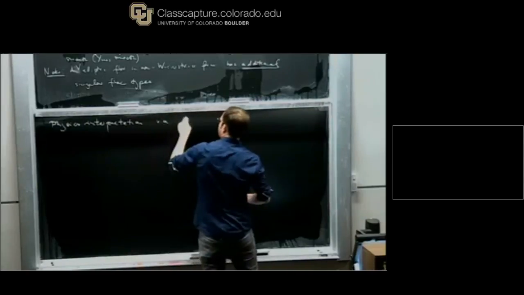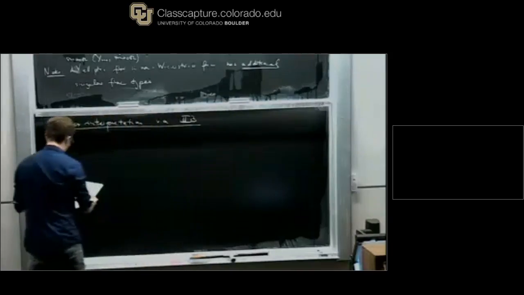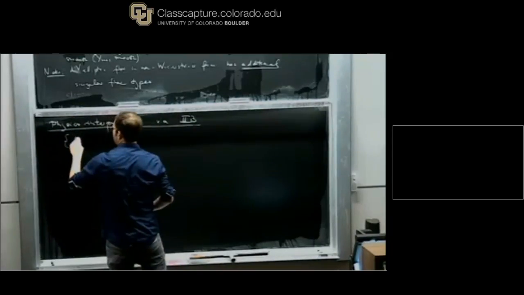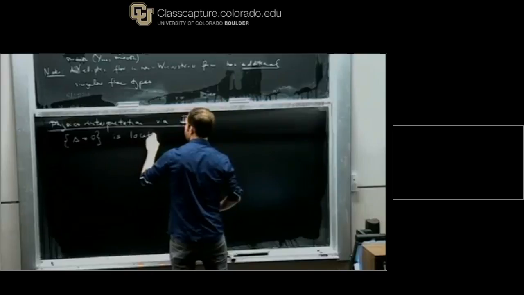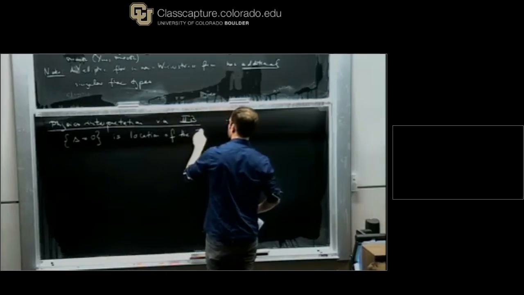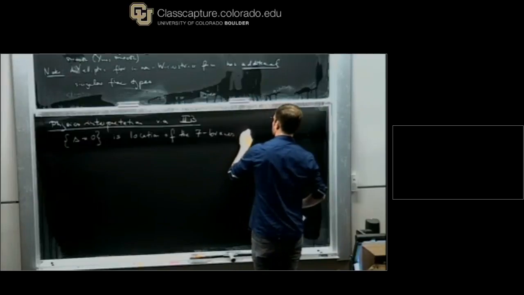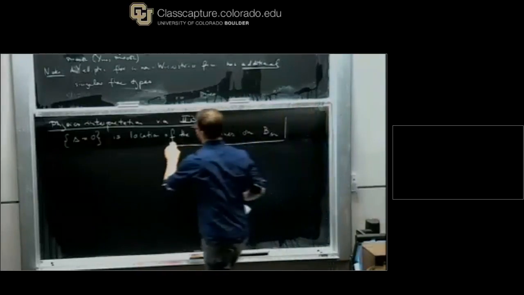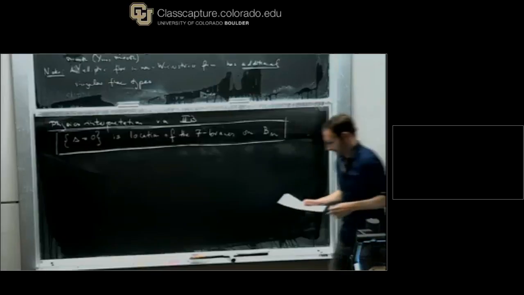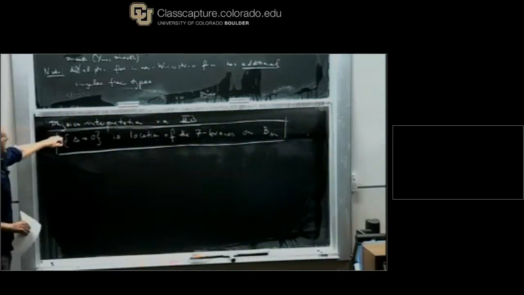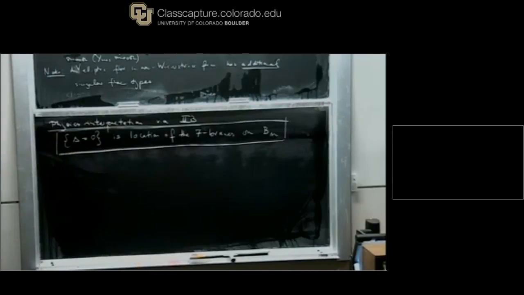Via type 2B. The statement is that this locus delta equals zero is the location of the seven branes. Why is that? By doing precisely what you suggested, looking at what tau does at those points, and seeing how this matches with the supergravity solution of seven branes with which we started.